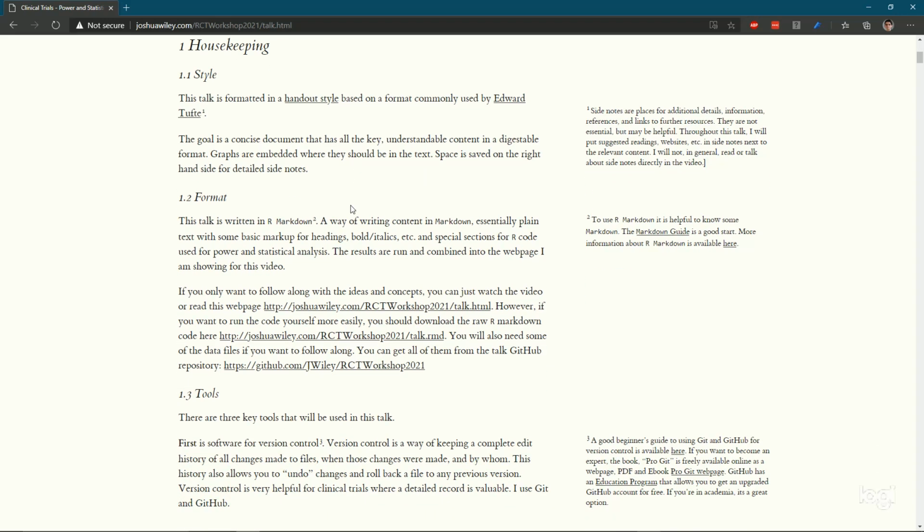The format of this talk is written in R Markdown. R Markdown is a way of writing content in Markdown, which is basically plain text with some very simple markup for headings, etc., as well as having special sections for R code. And I'll use the R code for both the power and the statistical analysis. The results are run and combined into the web page, which is what you're seeing now. But I'll show you what's actually under the hood.